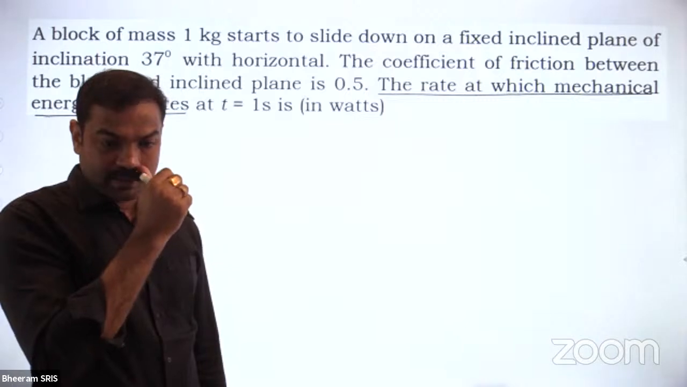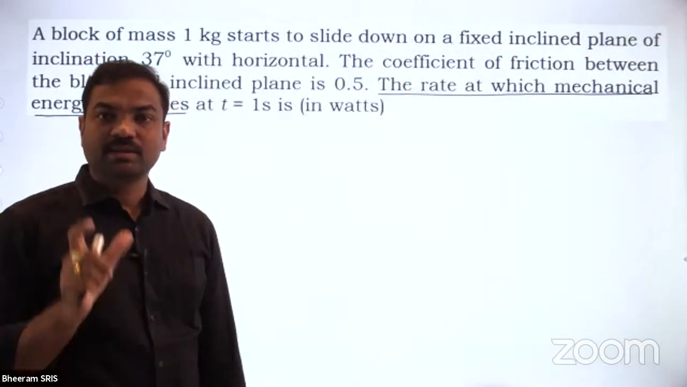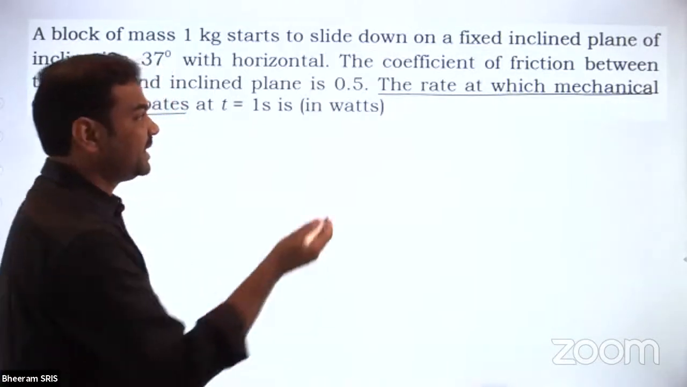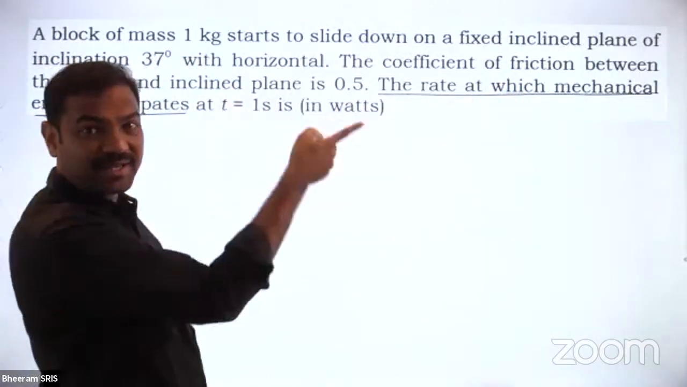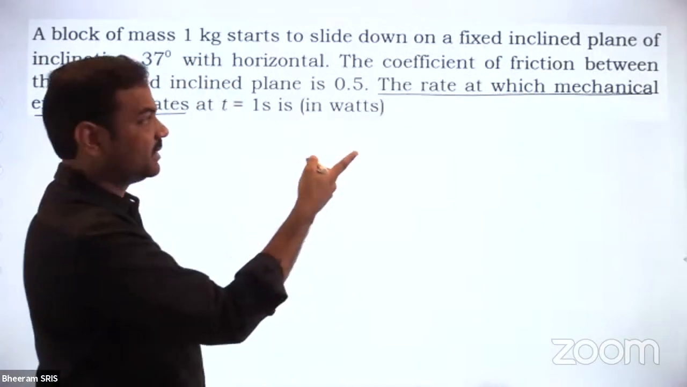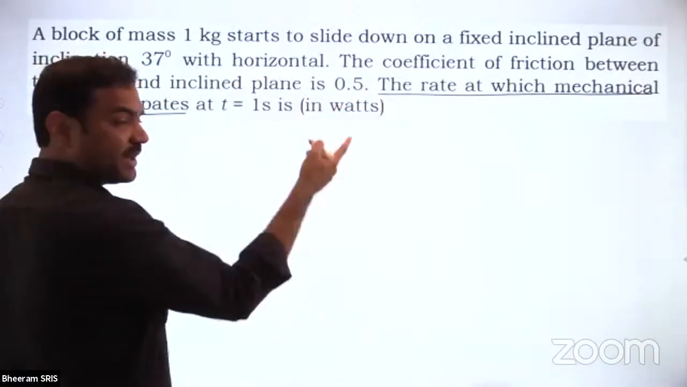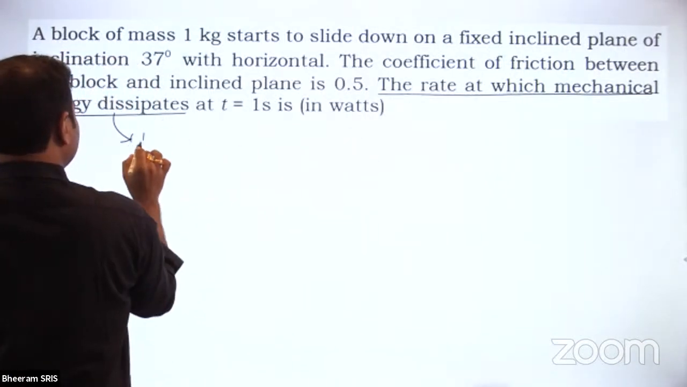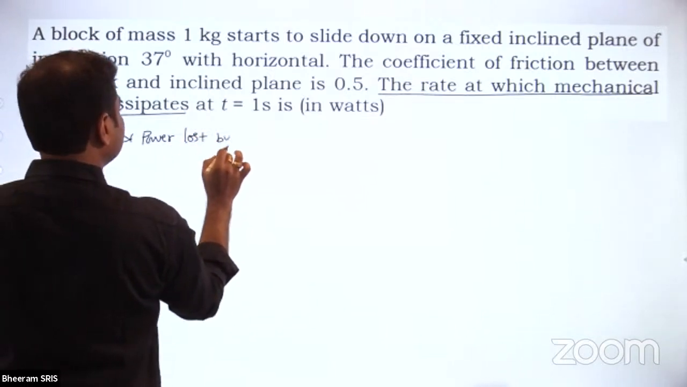Manish, you got one wrong. Saichan also got one wrong. Okay. So dissipate means loss. Loss will happen because of what? Friction. That means the rate at which mechanical energy is lost. Energy rate means power. Rate is nothing but by time only, na? Energy by time will give you what? Power only. That means what they are asking is the power lost by friction. So that is the question.